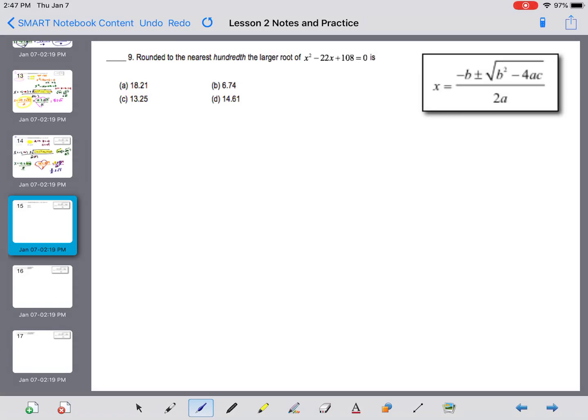So take a look at 9. It says rounded to the nearest hundredth. What's the larger root of x squared minus 22x plus 108? So you can use the quadratic formula for this. It's a multiple choice question.